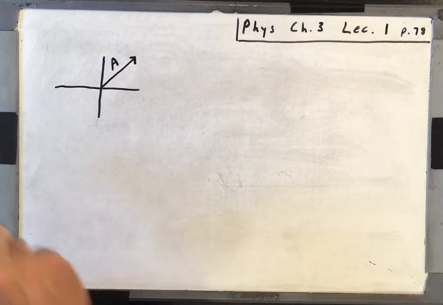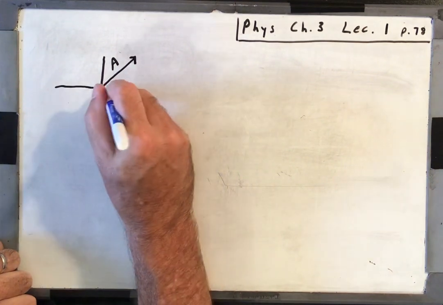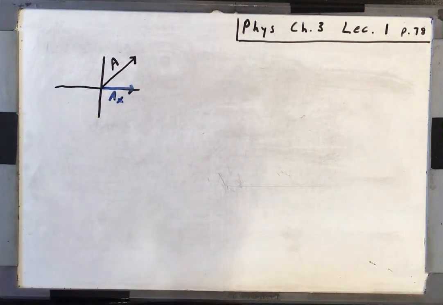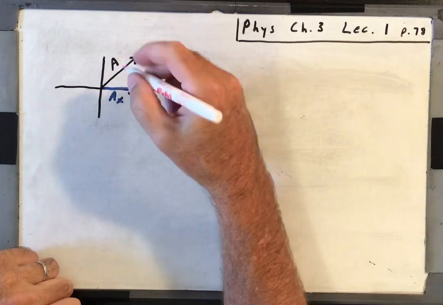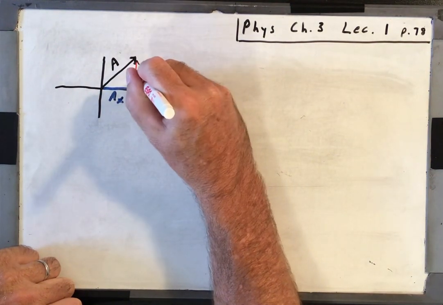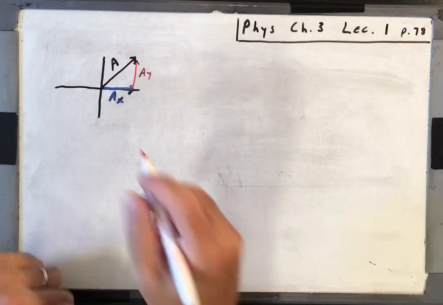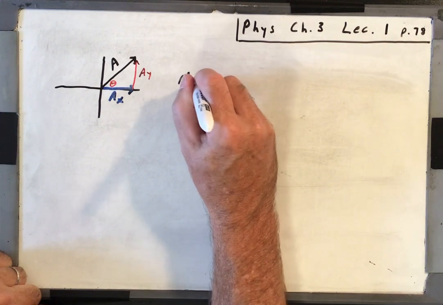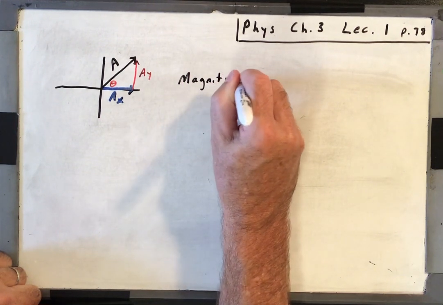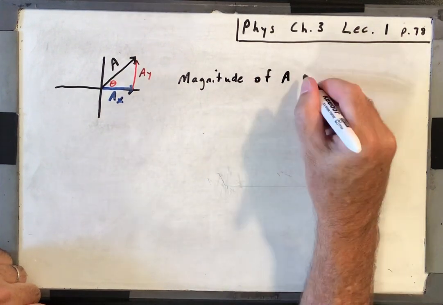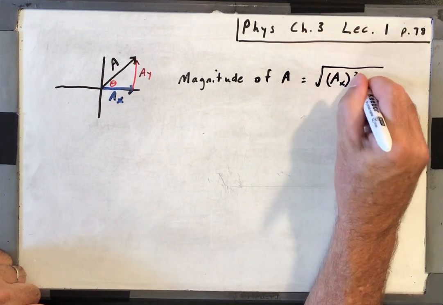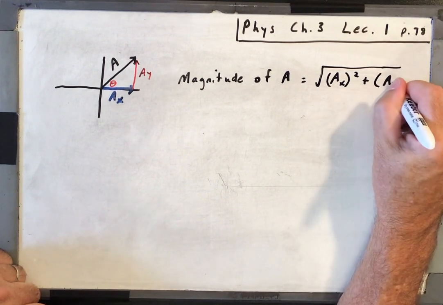We can cut that vector A into its x component. I'll go ahead and make it blue. We'll call that A sub x, and its y component, A sub y, with theta as our angle. So the magnitude of vector A is just the Pythagorean theorem, the square root of A sub x all squared plus A sub y all squared.